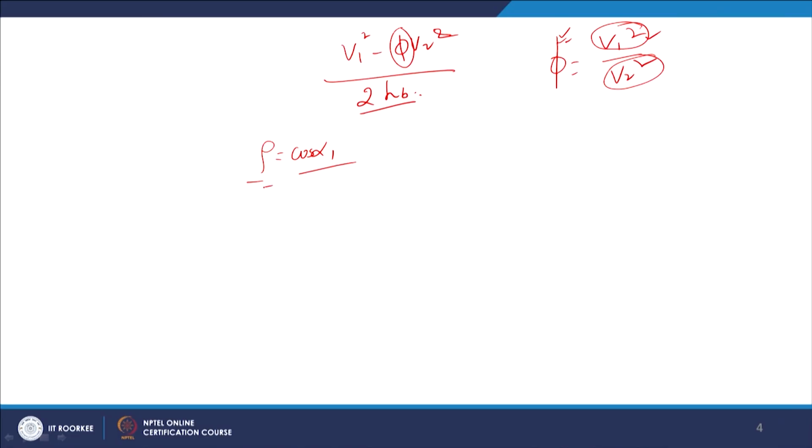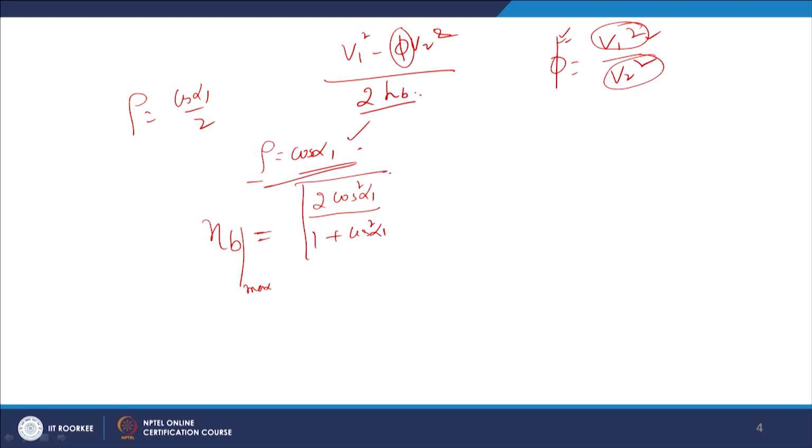For an impulse reaction turbine, the optimum blade speed ratio rho is equal to cos alpha 1. If you remember, in the impulse turbine rho was cos alpha 1 by 2. Now here rho is cos alpha 1, and the maximum blade efficiency is equal to 2 cos square alpha 1 divided by 1 plus cos square alpha 1. That is the value of the blade efficiency.